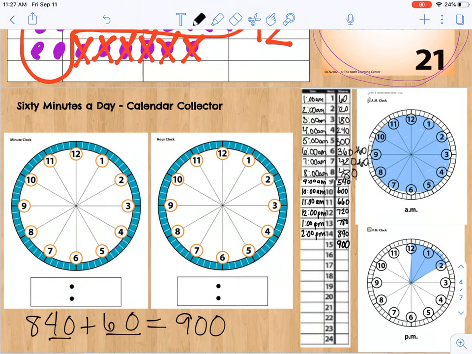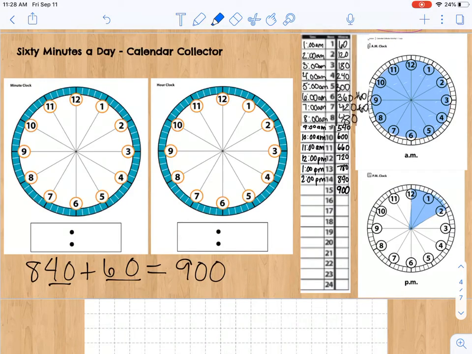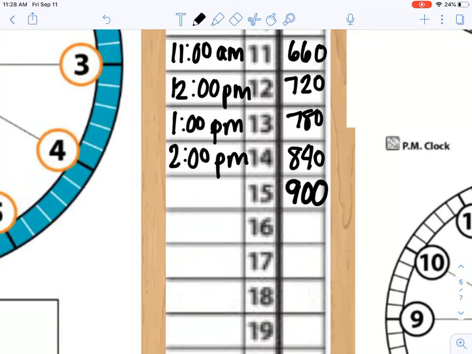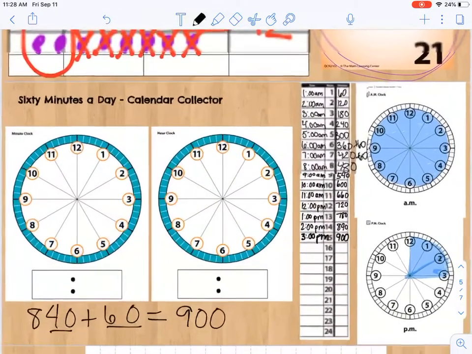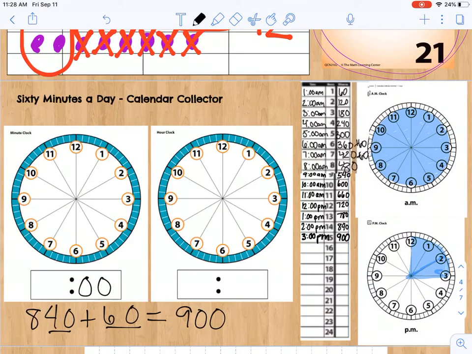All right, so let's take a look at our clock. On our clock, yesterday it was 2 o'clock. If we add another 60 minutes, it is now 3 o'clock. Okay, it is now 3 o'clock p.m. We have 0 minutes on our clock because we are working with hours. So our little hand would point to the 3 to show 3 o'clock.